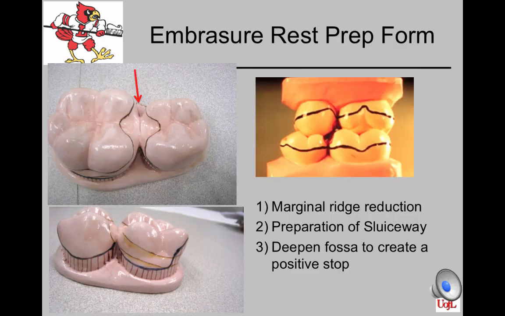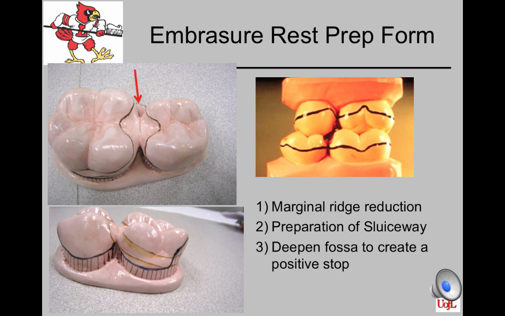The Embrasure Rest prep form is shown on these pictures. I first prepare a marginal ridge reduction of 1 millimeter to 1.5 millimeters. On our dentiform, a little over 1 millimeter is adequate, or you will break the contact. You do not want to break the contact between the teeth.